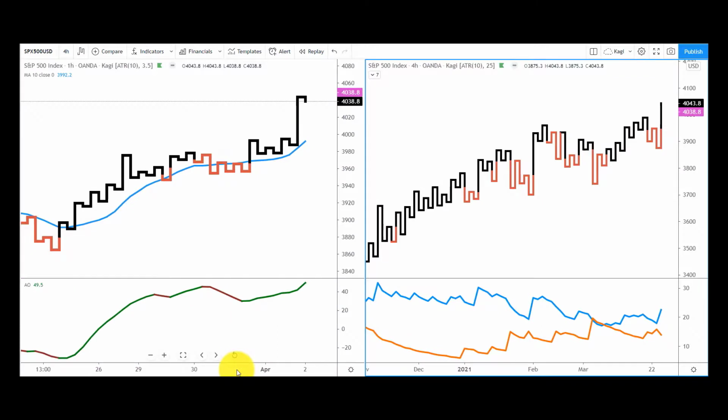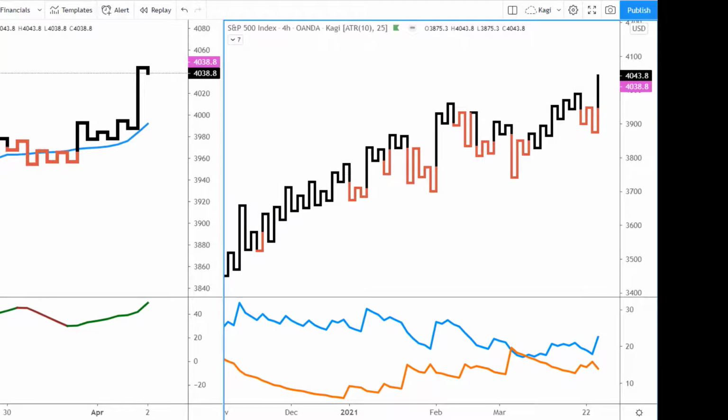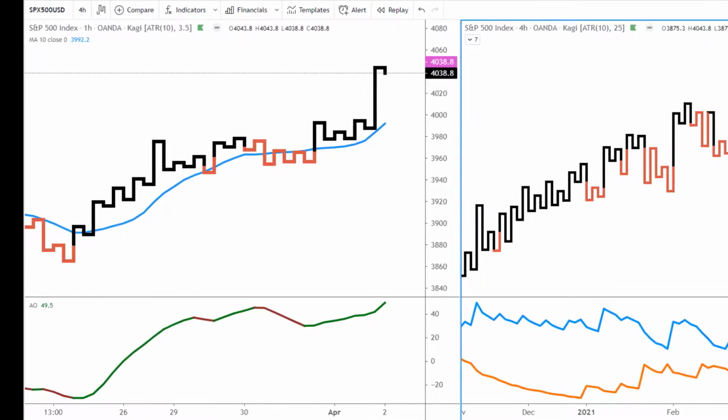Now this is an example of using multiple time frames to support your trading window. Now we've got the S&P 500 here. On the right we've got the 4-hour S&P chart, and we're just using a 10 ATR, which is giving us a $25 line reversal. And then on the left we've got a 1-hour S&P chart, again with the ATR 10 at 3.5 reversal. Now the rules are really simple.